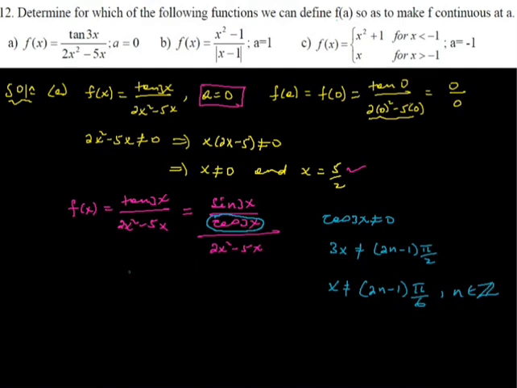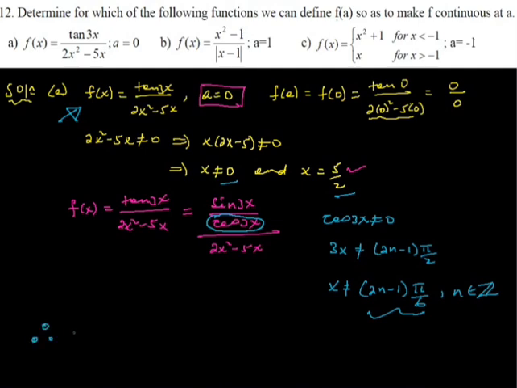Therefore, this function f, the given function in A, cannot be continuous at 0, at 5 over 2, at any x values which is odd integral multiple of pi over 6 here. Okay, so these are the restrictions. Therefore, we can make f continuous at any other values of x different from these numbers.